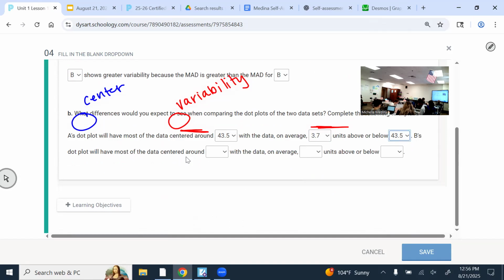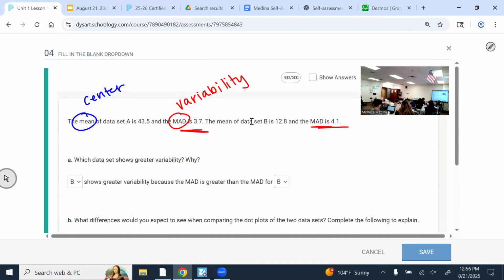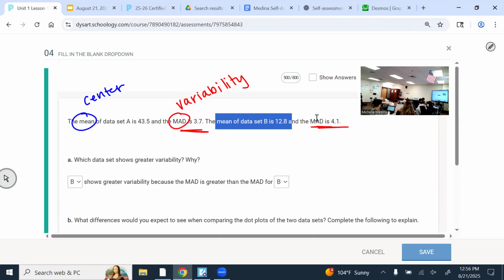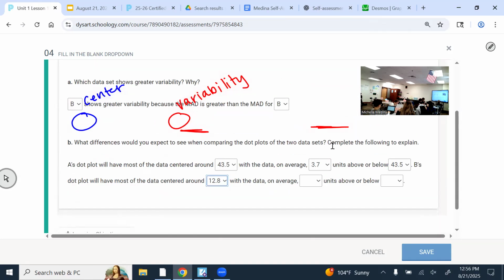B's dot plot will have most of the data centered around what? What is B's measure of center? Good. So 12.8 there. With the data on average blank units above or below, their MAD was 4.1. So that means on average, it's going to be spread out by like 4.1 around the mean. Okay, so that's how you accurately fill in all the blanks.